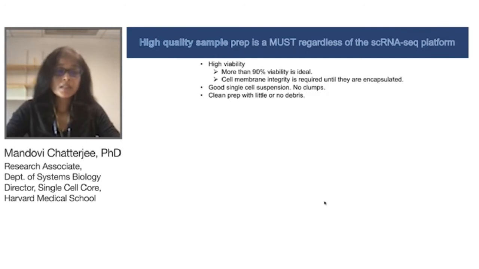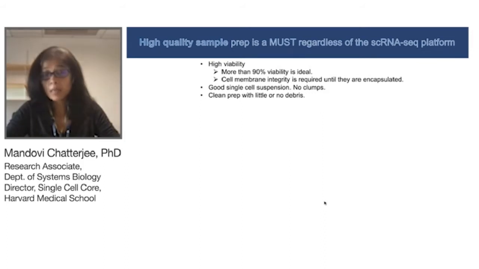The samples need to be highly viable. More than 90% viability is ideal. The cells need to be alive up until the point they're barcoded. The cells should not clump, and little or no debris is recommended. Now, does this mean that we do not run samples that have lower than 90% viability? No, that's not true. We do run them.